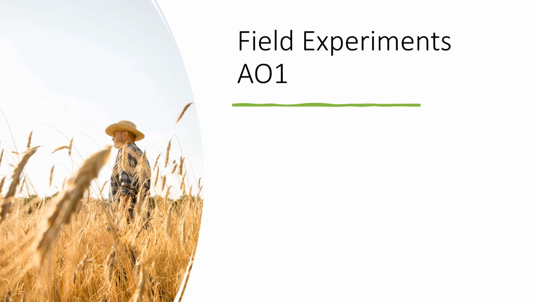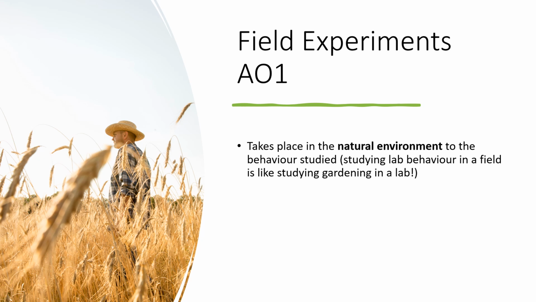Next then, we're going to look at the second type of experiment, and that's known as a field experiment. So it doesn't actually take place in an actual field. What it means is that it takes place in a natural environment.